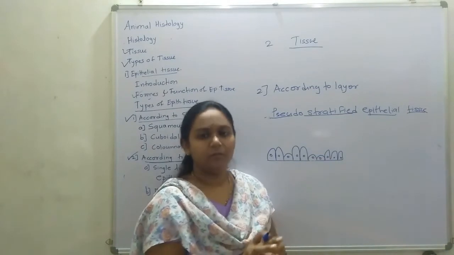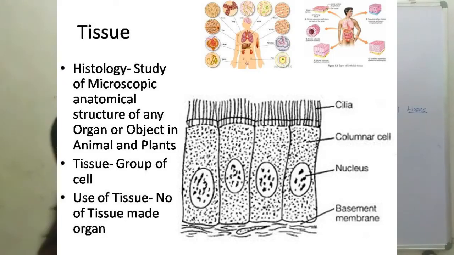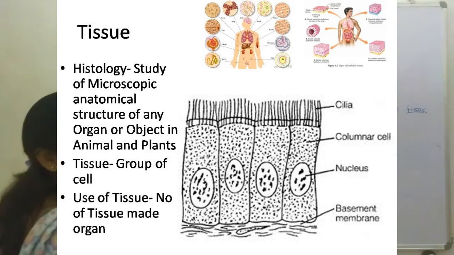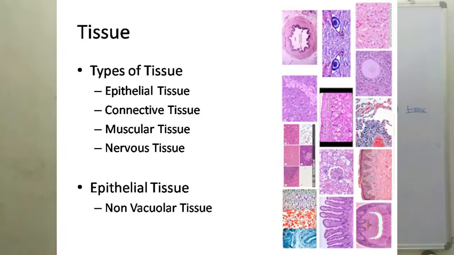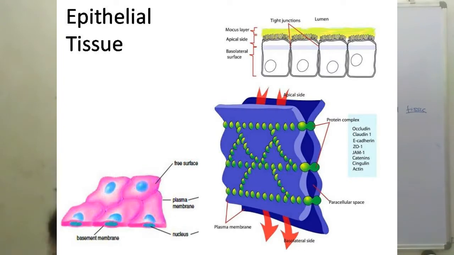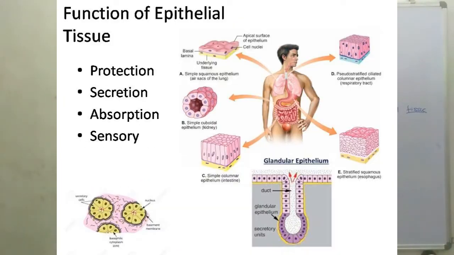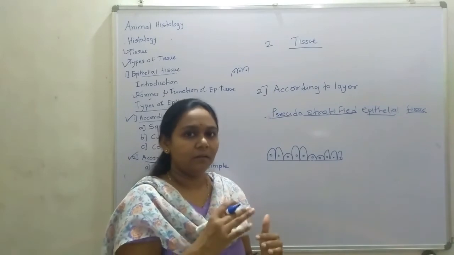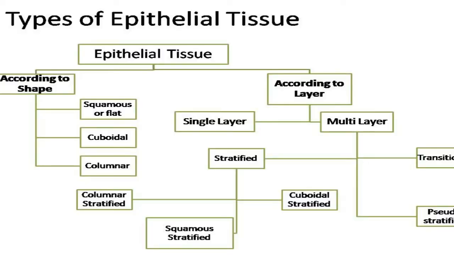Okay, so that is the complete epithelial tissue. What we are seeing? What is tissue? Different types of tissue. What is epithelial tissue? Epithelial is without vacuoled cell, without gap. In between two cells there is no gap. That is epithelial tissue. In the forms of epithelial tissue, we are looking at two forms, that is membranous and glandular. Then the function of epithelial tissue is secretion, absorption, protection and covering of our body.